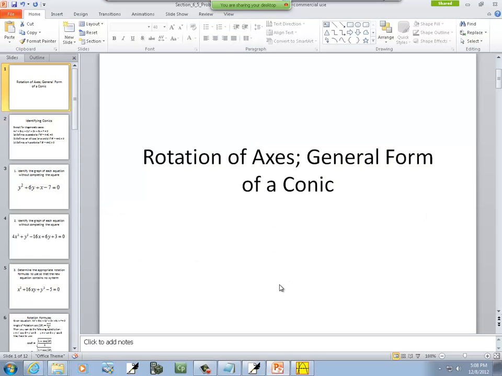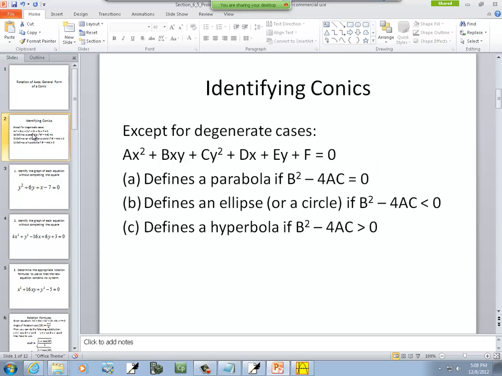Let's take a look at rotation of axis, general form of a conic. Now, to identify a conic, except for degenerate cases, we have in our general form ax squared plus bxy plus cy squared plus dx plus ey plus f equals 0. Now we're seeing all the different standard forms for parabola, ellipse, and hyperbola. This is a general form, and depending upon what numbers are in front of these helps define what the shape is.